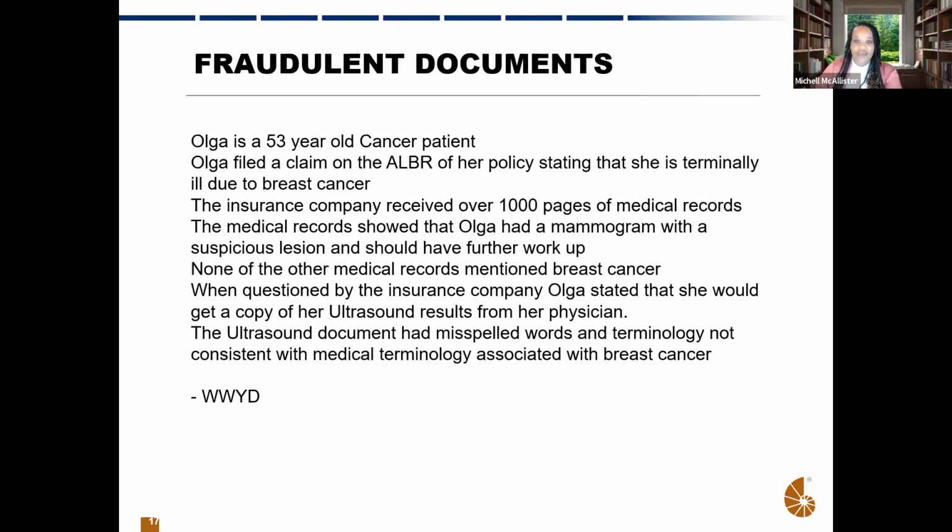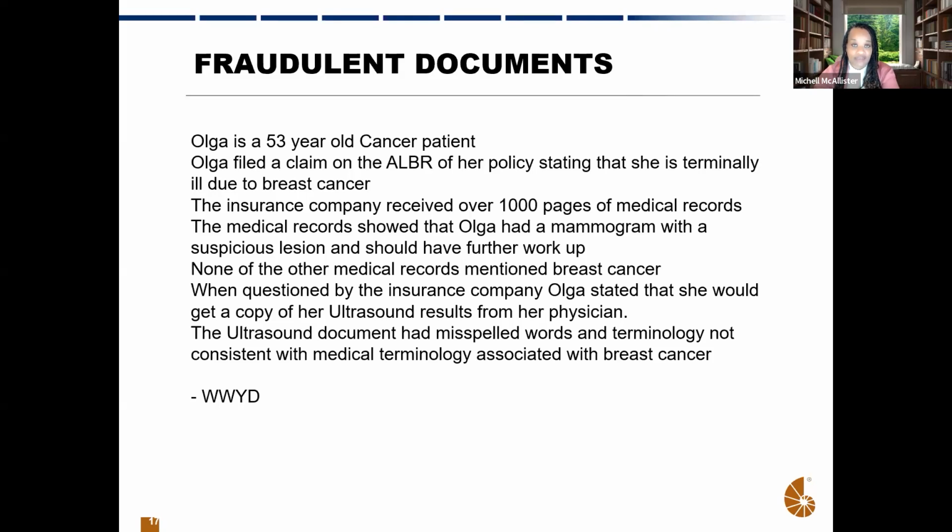Okay, so we have Olga. Olga's a 50-year-old cancer patient. Olga filed an ALBR claim on her life insurance policy, stating that she was terminally ill due to breast cancer. So she filled out all the documents, got her APS filled out. The insurance company requested medical records and received over 1,000 pages of medical records.